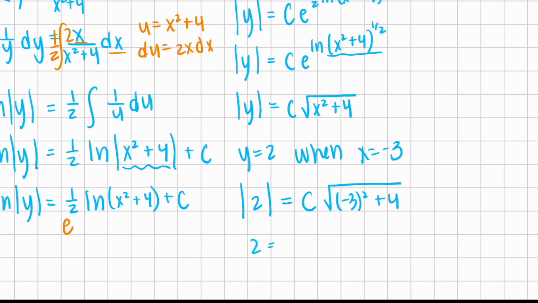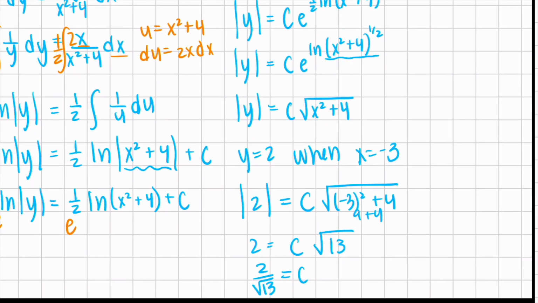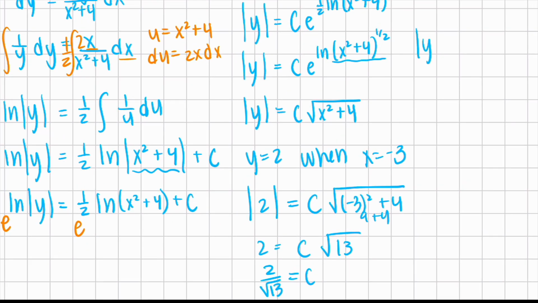So I have a 2 on the left side. Negative 3 squared is 9. 9 plus 4 is 13. Divide by the square root of 13 on both sides, and c is 2 over rad 13. So I'm going to rewrite our equation, and I'm going to plug in for c.